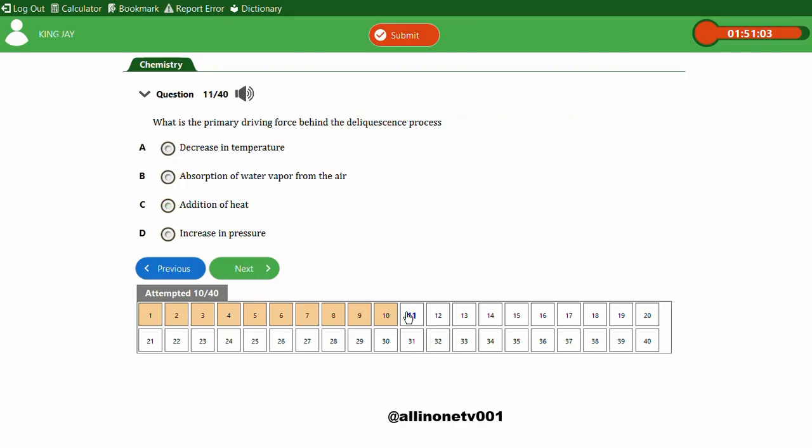C is the answer. I'm taking my time to explain this. So in question 11, what is the primary driving force behind the deliquescence process? A, decrease in temperature. No. B, absorption of water vapor from the air. C, addition of heat. D, increase in pressure. B, absorption of water vapor from the air.